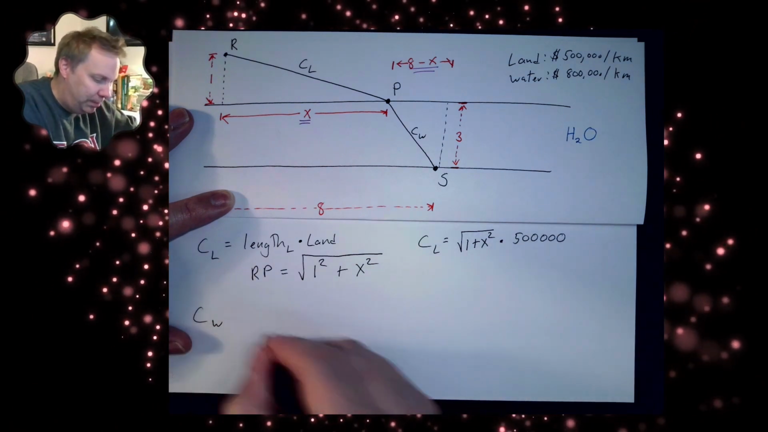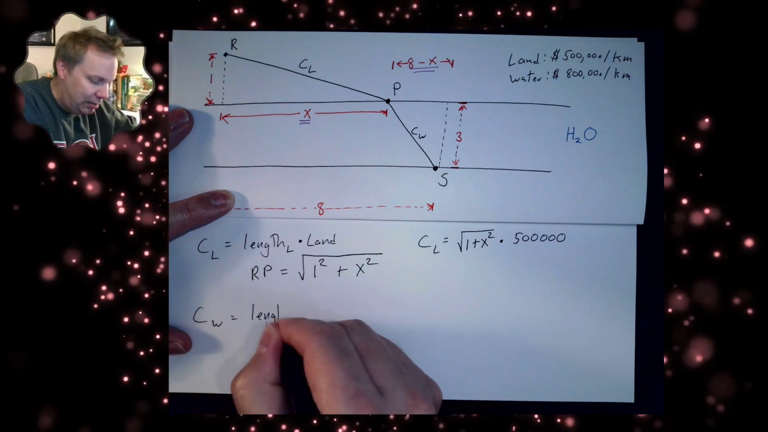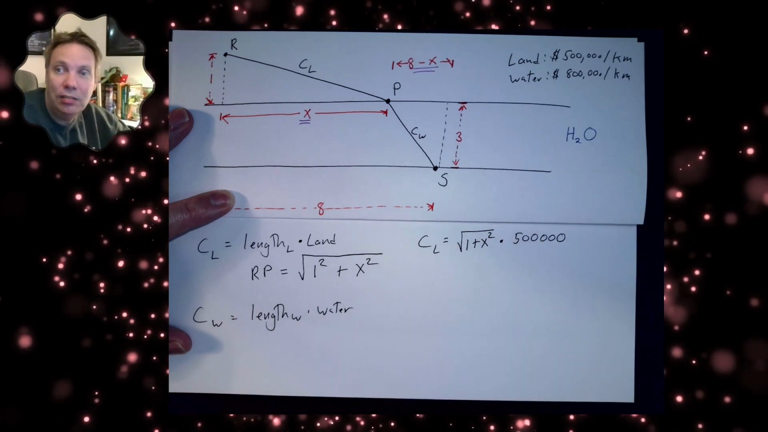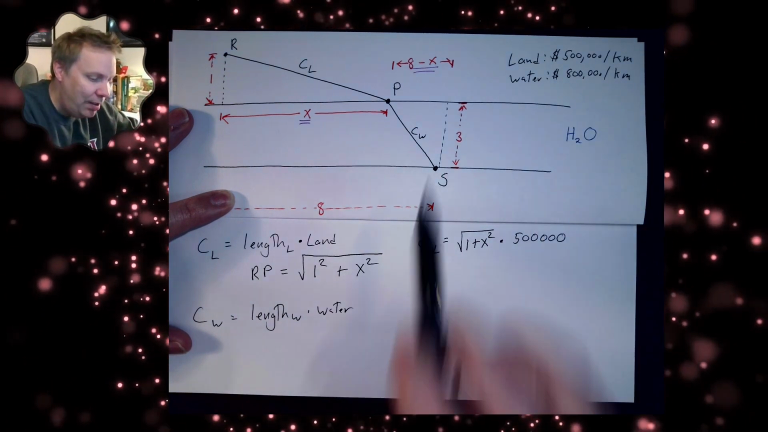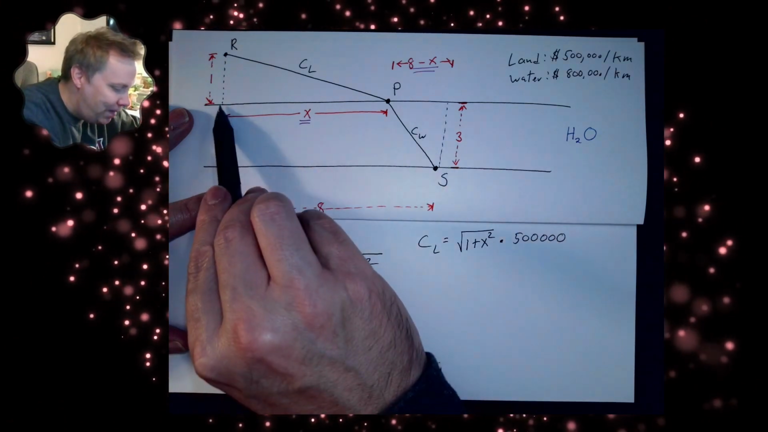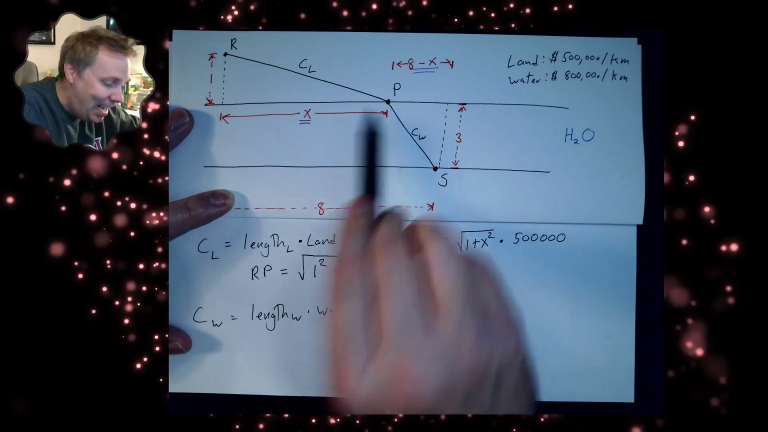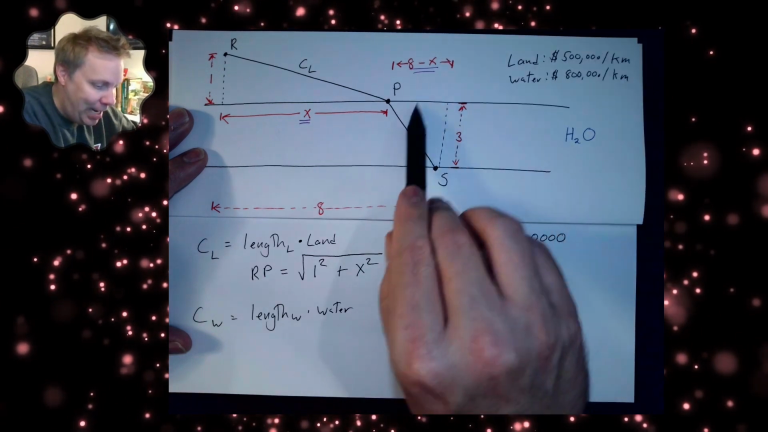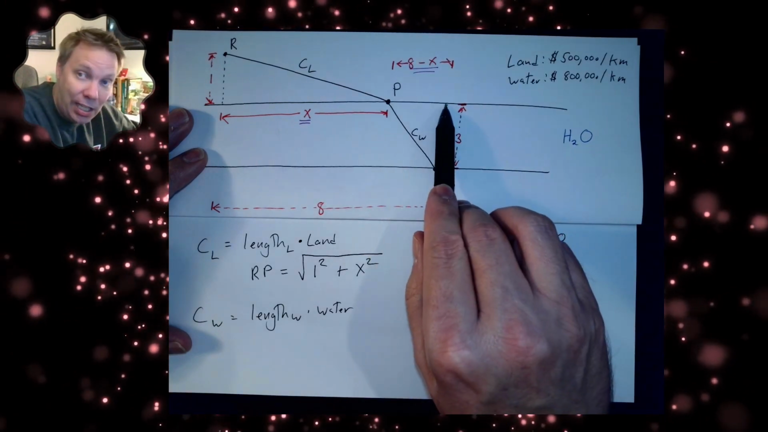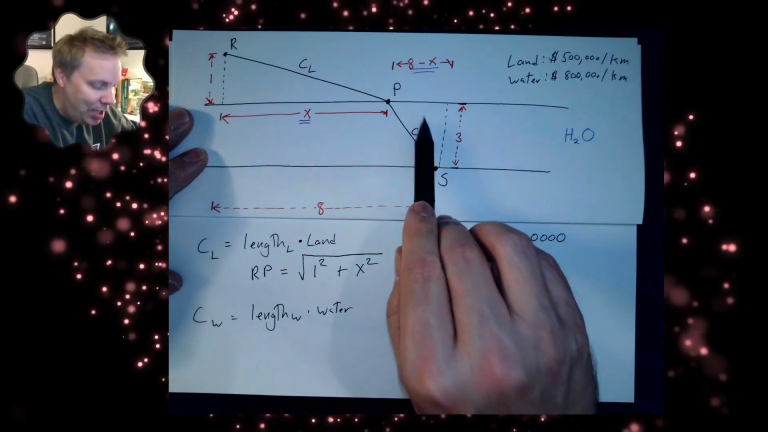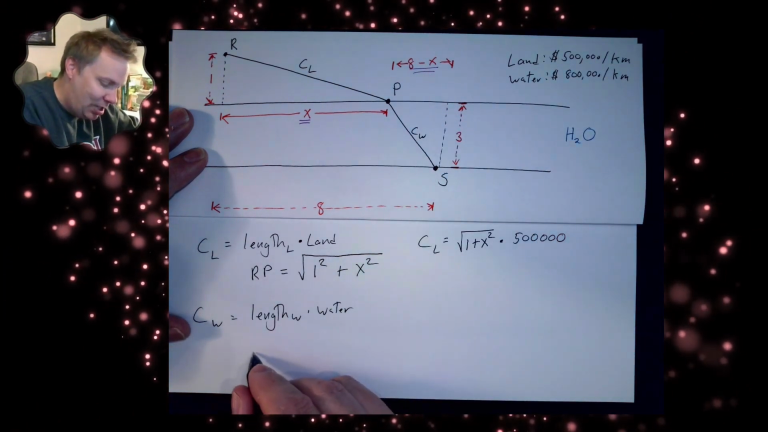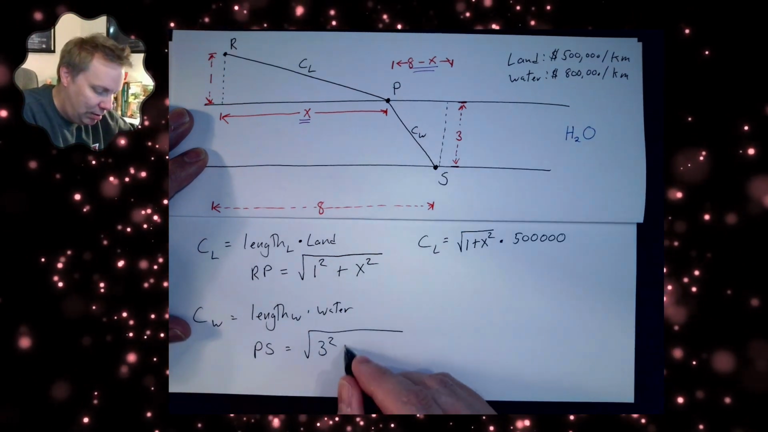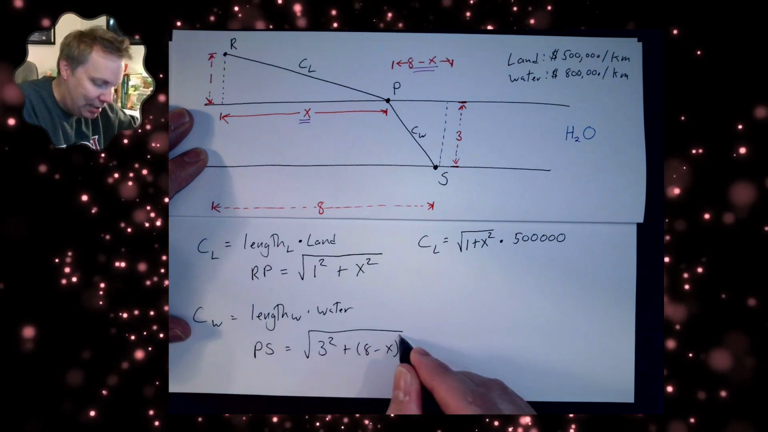Now the cost over the water is going to be the length over the water times the 800,000 per kilometer. Now this little triangle, if this length is x, and the total length, this is going to vary in your problem, is going to be 8, then the remaining length from P to here is going to be 8 minus x. So this particular hypotenuse is going to be PS, and that's going to be the square root of 3 squared plus (8 minus x) squared.